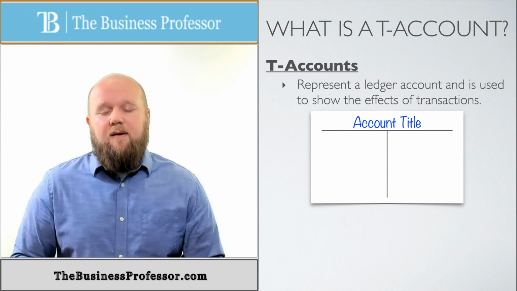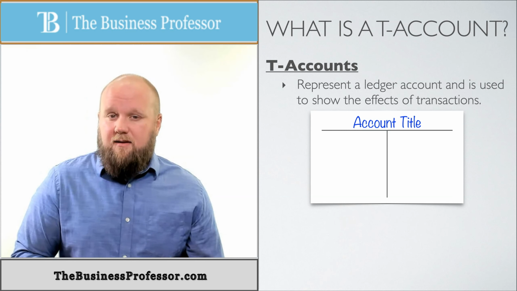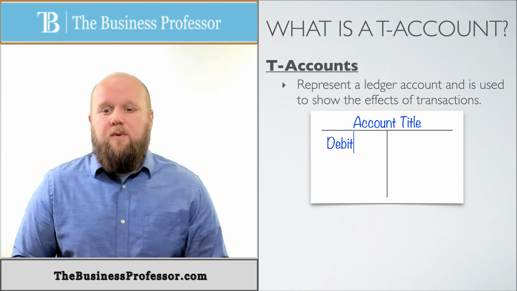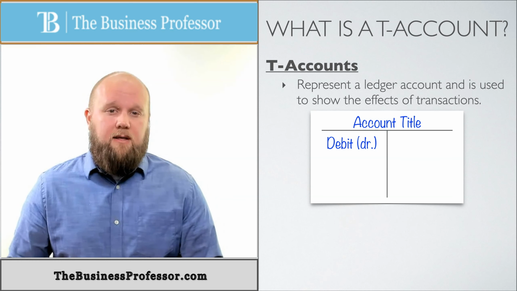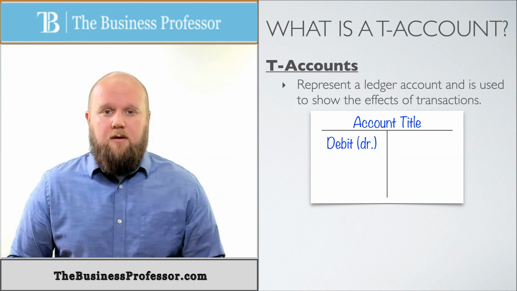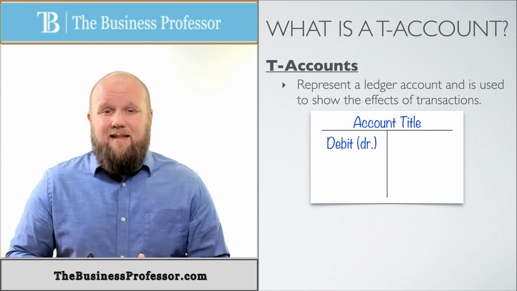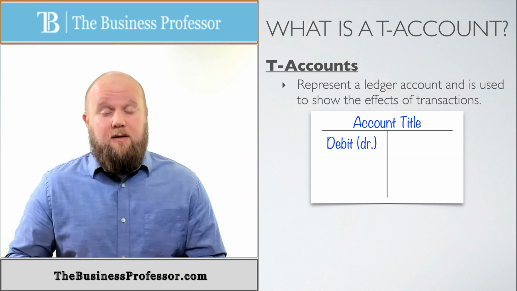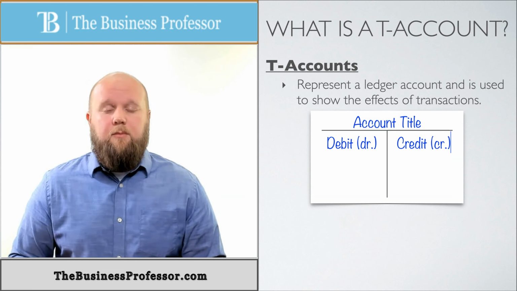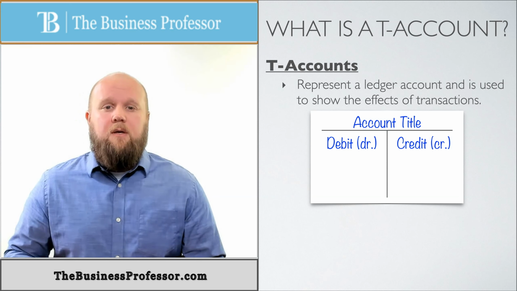Okay, and then we have two sides. Now on the left side of the T table, under the account name, that's what we call the debit side. Why they call it DR, not sure, but that's what they go with if they're abbreviating it. The debit side, again, is the left side. The right side is what we call credit, or abbreviated CR. That makes more sense. Okay.